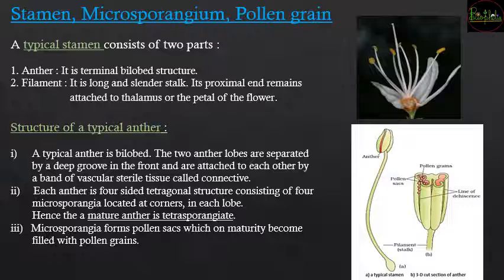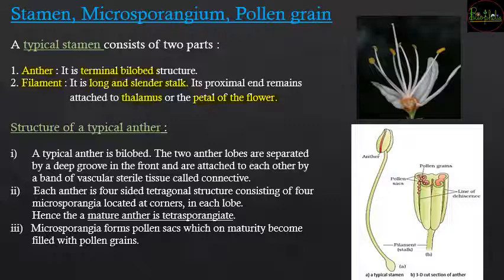So a typical stamen is going to consist of two major parts. पहला होता है that is anther and this anther is going to be a terminal bilobed structure. Second part आता है that is filament and this filament is a long and slender stalk, right? और ये filament जो होता है इसका proximal end that is the lower end is going to remain attached to the thalamus or attached to the petal of the flower.